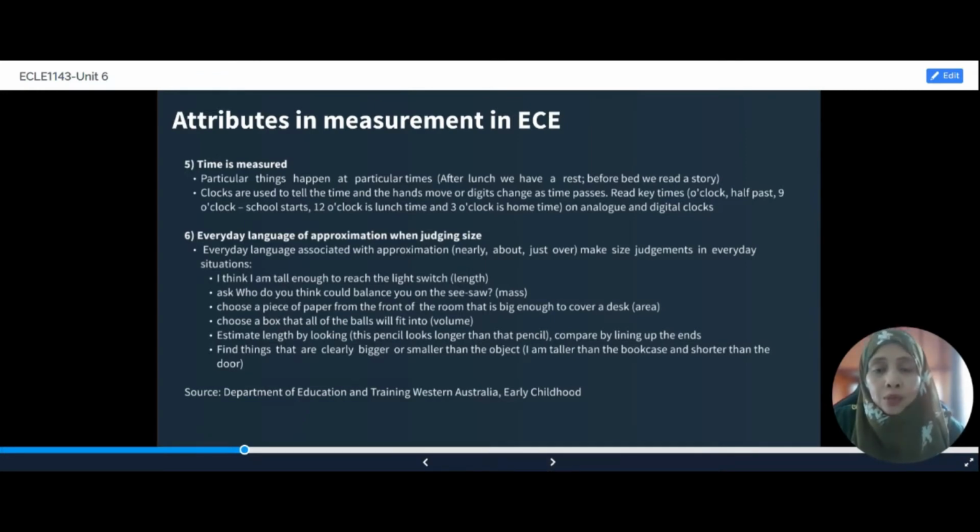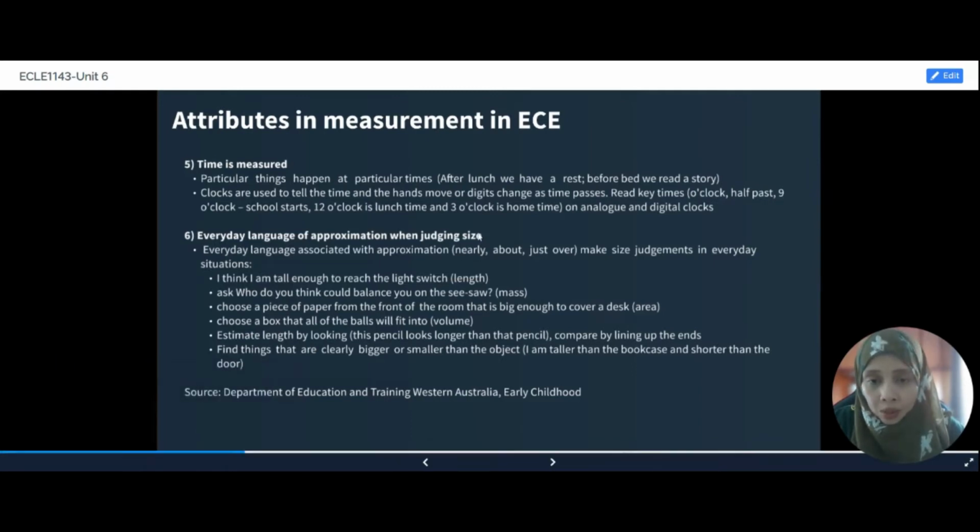Everyday language of approximation when judging size. Everyday language associated with nearly, about, just over, make size judgment in everyday situation. I think I am tall enough to reach the light switch. So, see, dia gunakan perkataan yang menunjukkan measurement yang dia dah tinggi untuk nak sampai lampu tu.